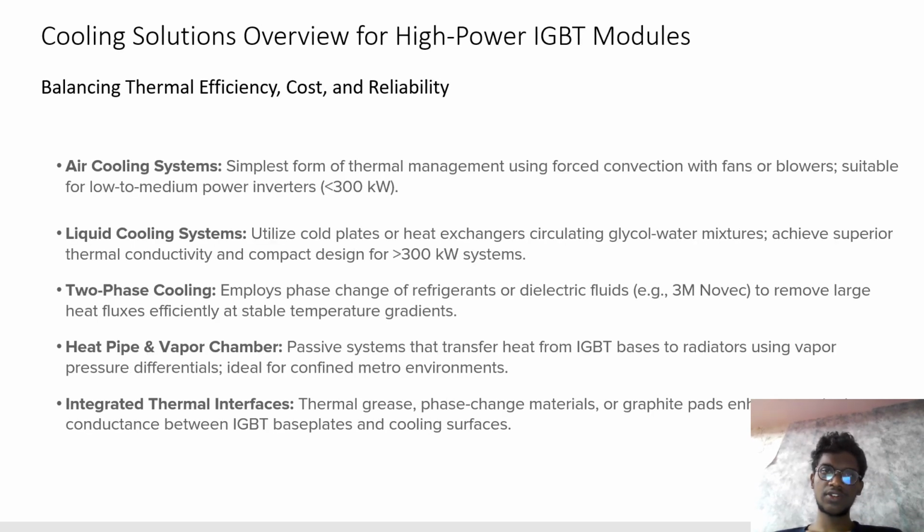Cooling solutions overview for high power IGBT modules: balancing thermal efficiency, cost and reliability. Air cooling systems, liquid cooling systems, two-phase cooling, heat pipes and vapor chambers, integrated thermal interfaces. These five types balance thermal efficiency, cost and reliability.